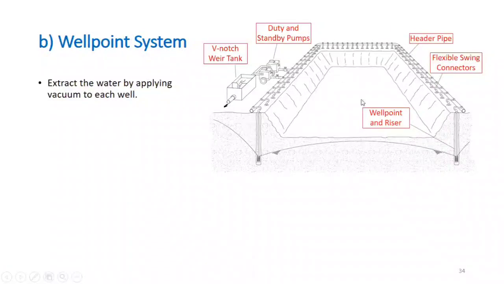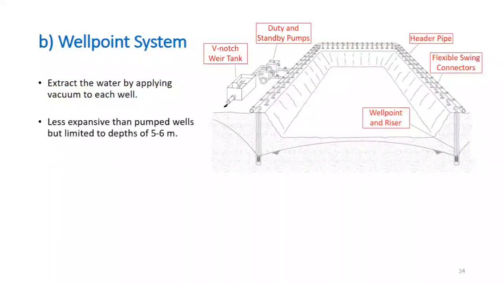So the system has to keep on working until the excavation is done and the substructure has been constructed, and so on. This is less expensive than pump wells, but because it is using vacuum, vacuum has its own limitations. That's why the depth is limited to 5 to 6 meters. But this does not mean that you cannot use this system below 5 to 6 meters. This means that every stage of pumping can be a maximum of 5 to 6 meters. So you can install multiple stages.